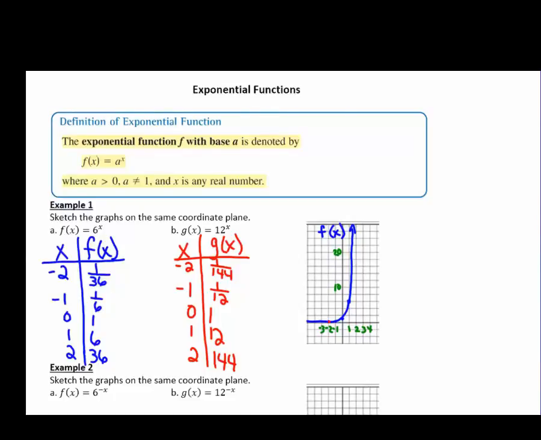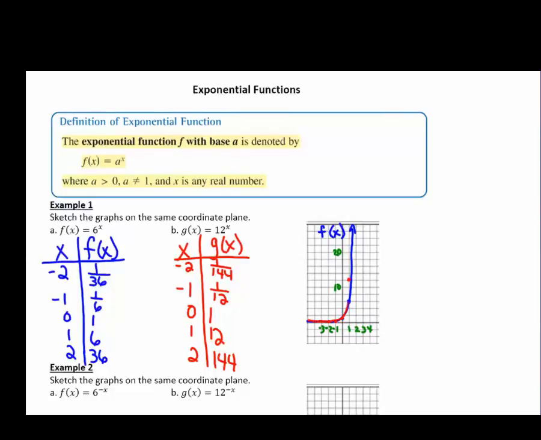-1, 1/12, again, is also very close to that x-axis. They share the point (0, 1). Okay, and then we've got (1, 12), so at 1, we're going up to 12. And the next one is going to be (2, 144), so we're not even going to get close to that.